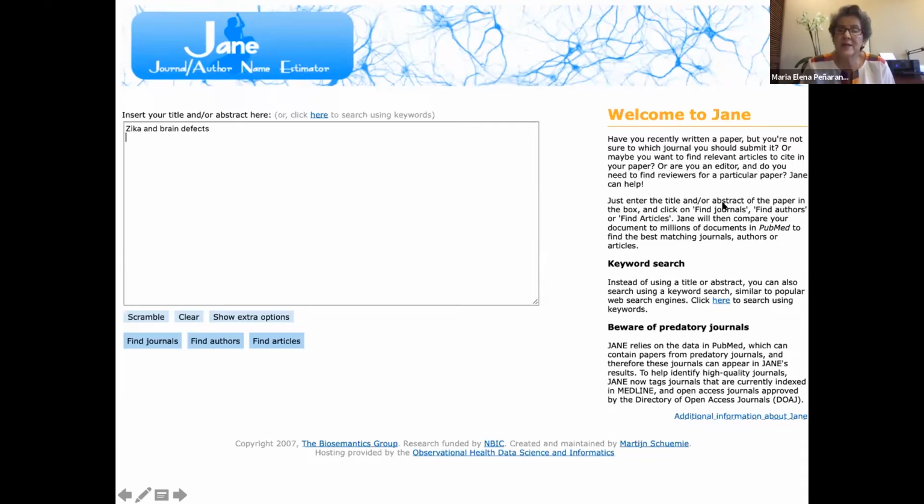Just enter the title or abstract of the paper in this box, and click find journals, find the authors, or find the articles. You can search for all these things: a journal, the authors of the journals, the authors that you know, or articles written on your topic. And Jane will then compare your document to millions of documents in PubMed to find the best matching journals, authors, and articles. You can also search by keywords or the title.